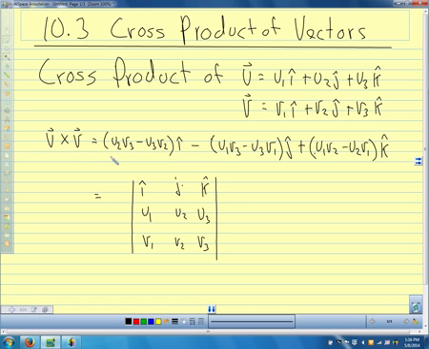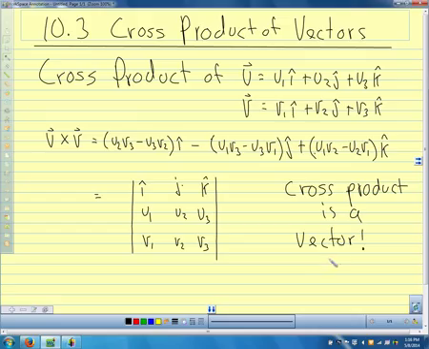Our cross product is a vector. We need to remember our cross product is a vector. Our dot product is a scalar. So we multiply in two different ways. One gives us a scalar, one gives us a vector. And we'll talk about what's special about this vector in a little bit. I want to do a few examples of calculating this cross product using this determinant, so we know how to calculate a cross product. All right, questions so far?